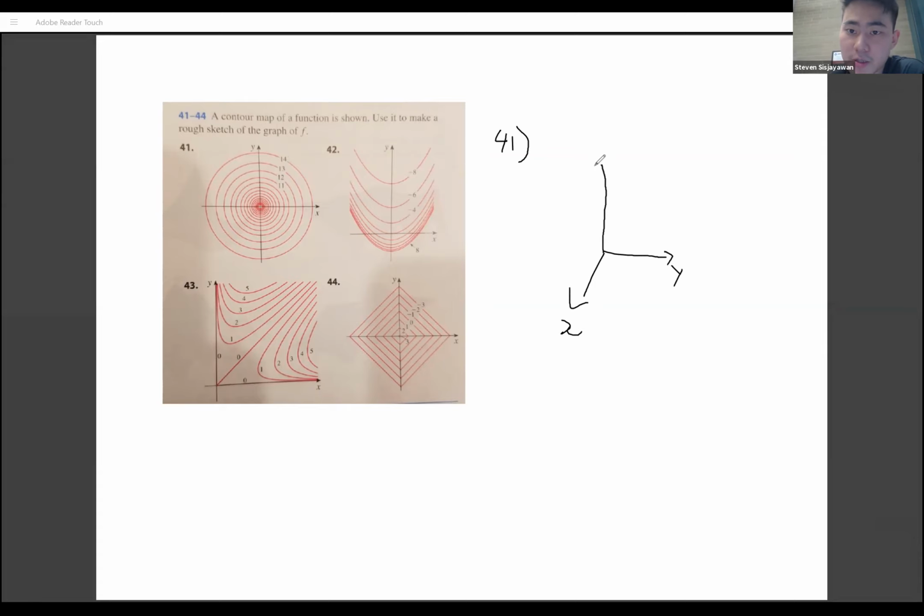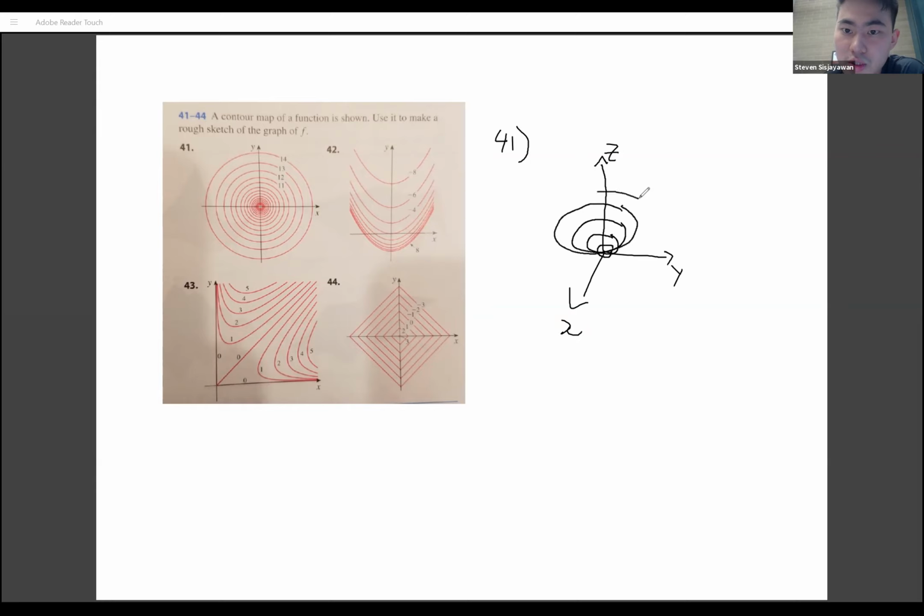And let's say z is up here, right hand rule. And then let's just assume that the middle of the curve has a surface level of 0 and it goes up till 14. How we can draw this is that at level 0 we have a small initial circle, right? A small circle at 0. What happens is as the circles get bigger, the surface or the z value of this contour map gets higher.